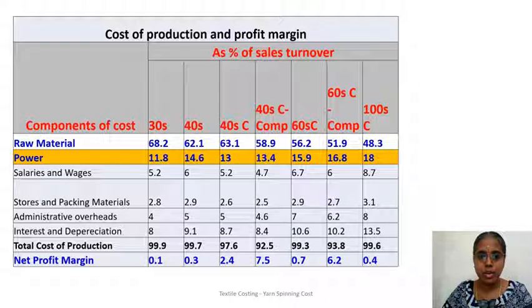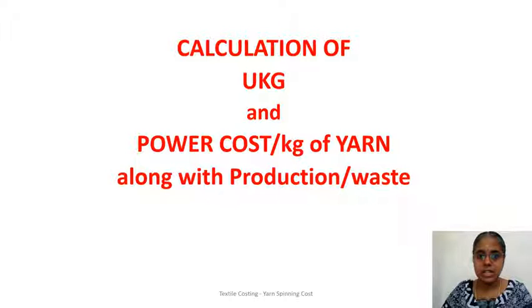The lowest is 11.8 for 30s count, and it is highest for hundreds combed. It is 18% of the total cost. So we can see that the power cost has to be taken into account. So let us go into detailed calculation of UKG, power cost per kg of yarn, along with the production and waste calculation. In the last lecture, the production required for 100 kg of yarn production was already given in the question. Today we'll look into a different problem.